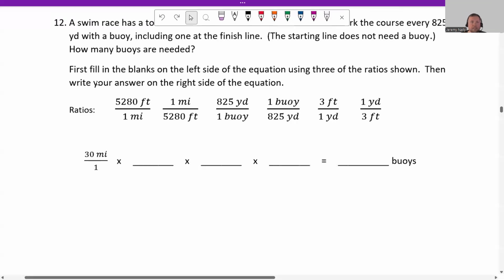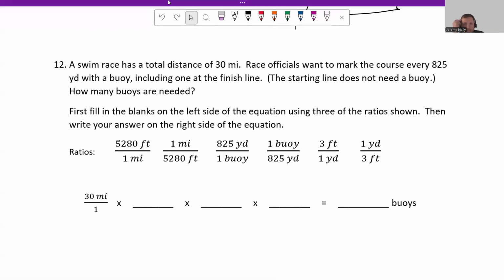Okay. A swim race has a total distance of 30 miles. Race officials want to mark the course every 825 yards with a buoy, including one at the finish line. The starting line does not need a buoy. How many buoys are needed? Just assume that this question is engineered so that you could just do a basic unit conversion and you don't have to think too hard about it. So first fill in the blanks on the left side of the equation using three of the ratios shown, and then write your answer on the right side of the equation. Each one of these ratios is formulated correctly. You just have to use the correct ones.